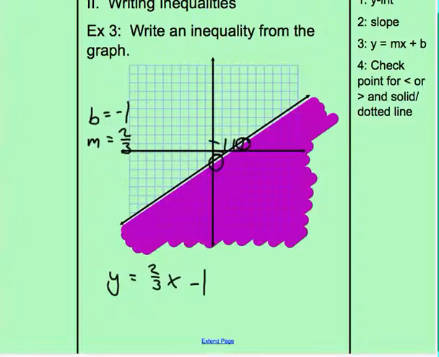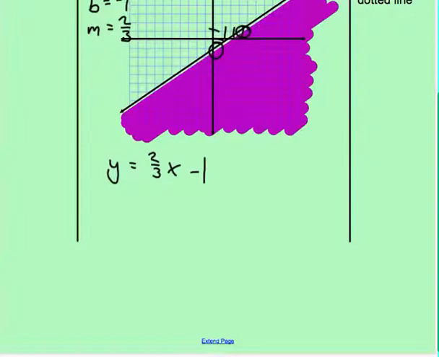To find the inequality, if it's greater than or less than, that would be if it were a dotted line. We have a solid line, so we know it will be an "or equal to." And in order to determine if it's greater than or less than, we pick a point on the side that's shaded and substitute it into our equation to figure out which way our inequality should go. So I am going to use the point (2, -2). So I'm going to substitute -2 in for y and 2 in for x.